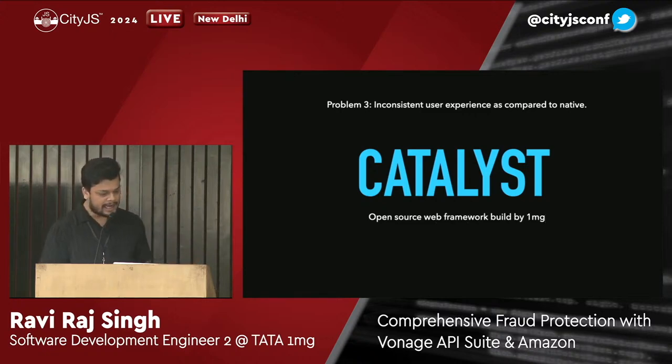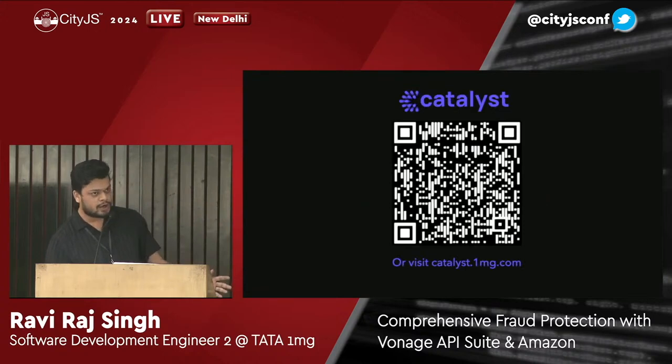How does Catalyst help us with WebView? We say that Catalyst is a fast framework. It solves the problem by giving good load time performance, SSR, data prefetching, data caching at router level, scroll restoration, page transition, and a lot more. You should definitely try out this framework. You can scan this QR code, or visit catalyst.1mg.com. You will see the journey of 1MG building a web framework.